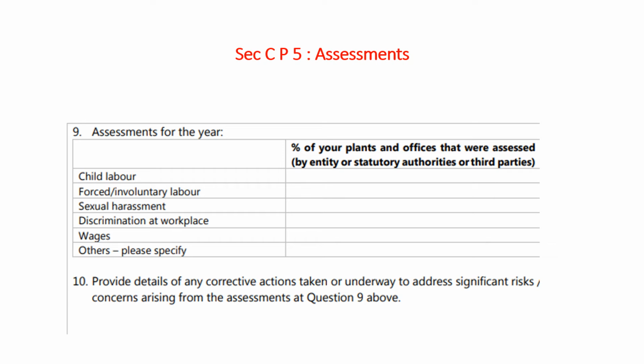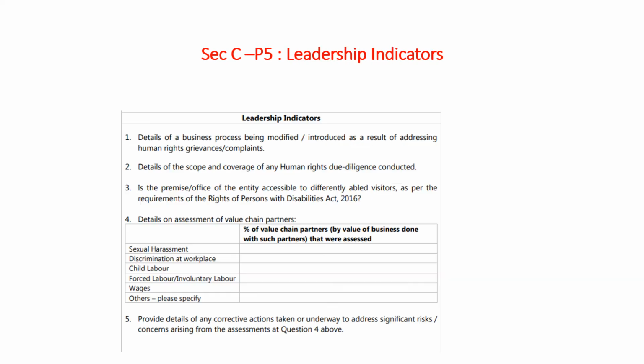This is whether you had conducted assessment with respect to child labor, forced labor, sexual harassment, discrimination, wages, others in your plant and offices, whether it is done by you or by government or by a third party. The next is about providing details of any corrective action taken or underway to address significant risk and concern arising from the assessment. So you had assessed in various places; if there was some significant risk or concern, how have you addressed or how are you addressing it?